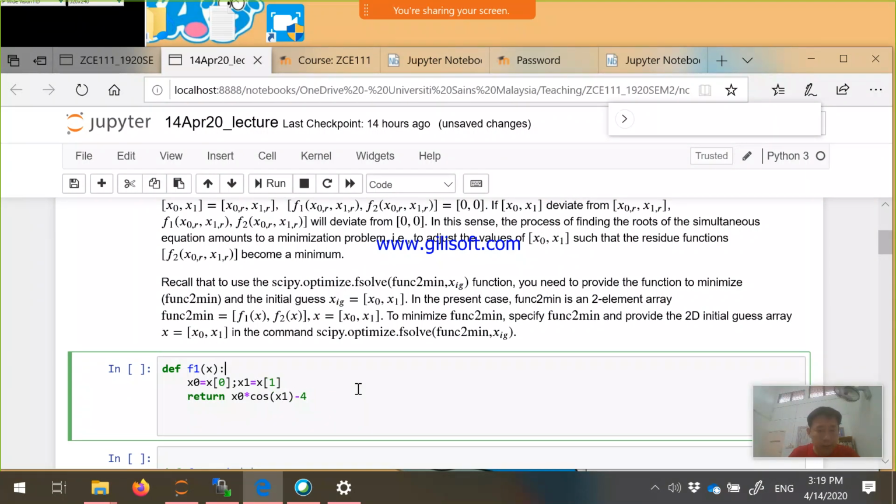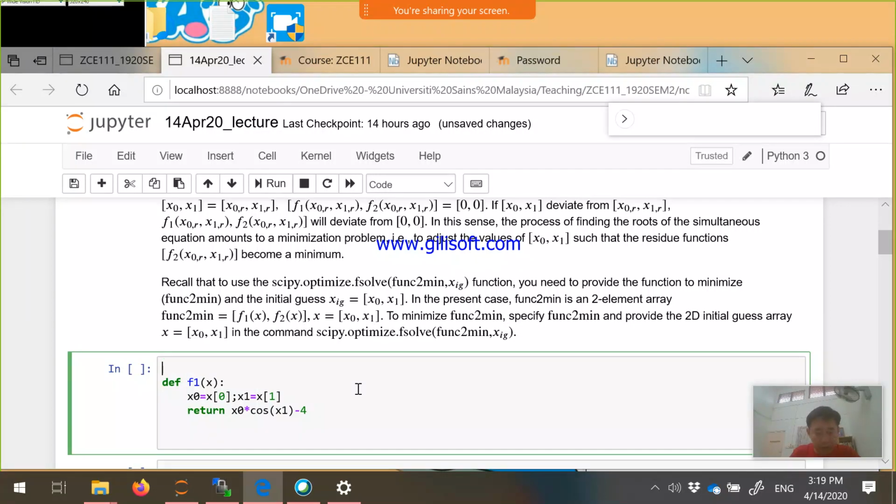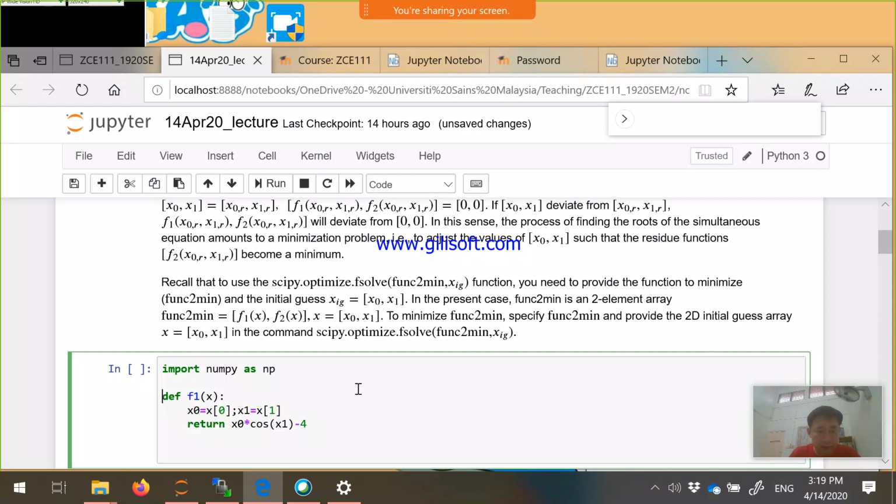In order to use the cos function, I have to import numpy as np, so that the cos is np.cos. So this f1 is a function of x, where x has to be an array that comprises the first element and the second element.